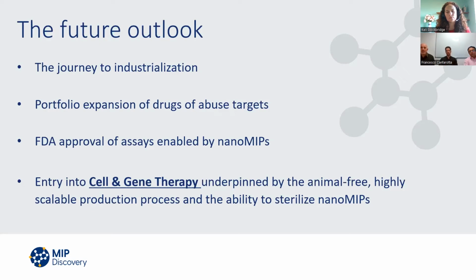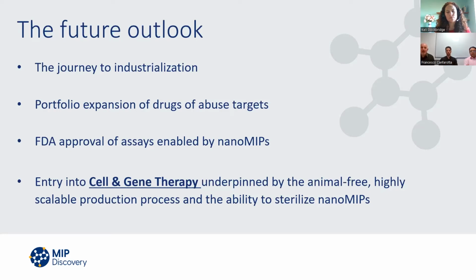In terms of aspirations and the MIPs that we want to produce, we want to expand into the drugs of abuse target area and leverage the ability to imprint around small molecules, in what is a rapidly growing segment of the market. We obviously have a deep-seated desire to see FDA approval of assays enabled by nanoMIPs. It's always been a very difficult journey to move from antibodies to alternate binding molecules and get that full approval. But we believe that we're the best suited, the most capable of delivering in that area.